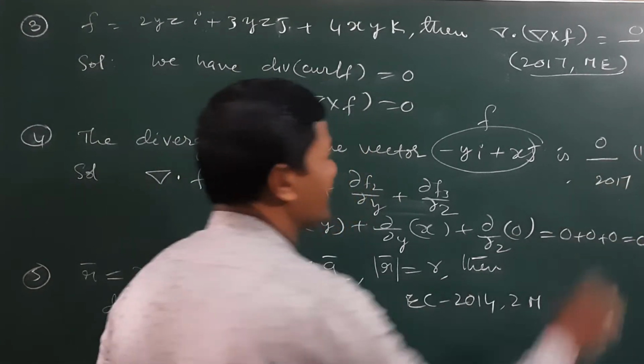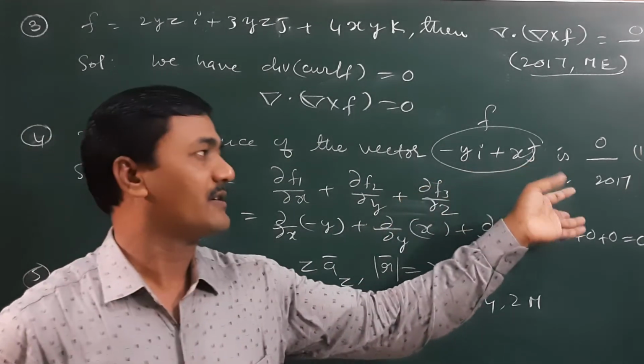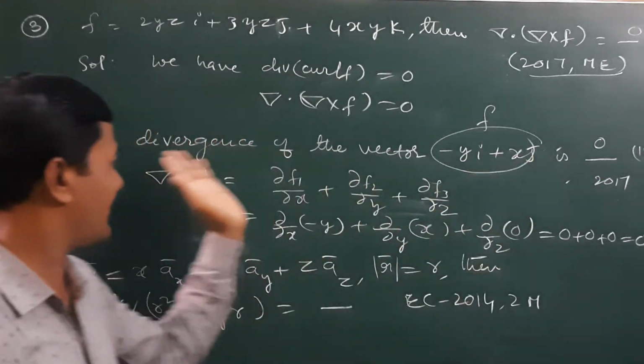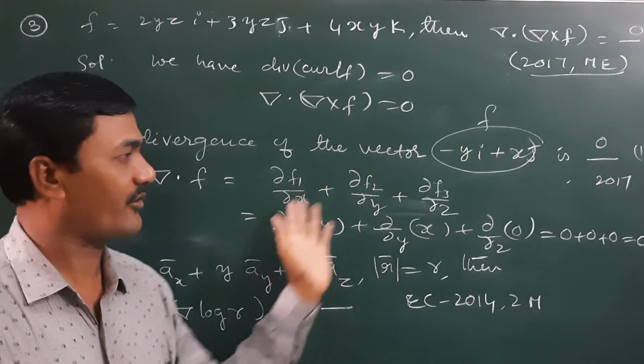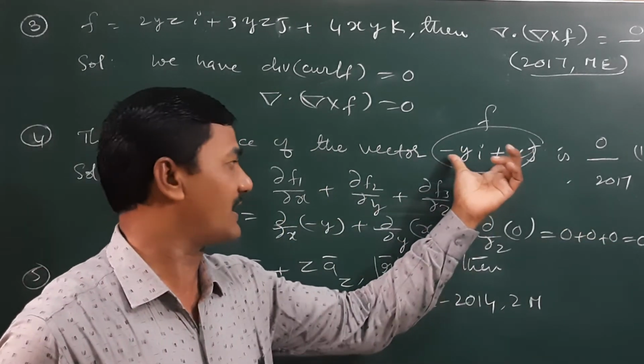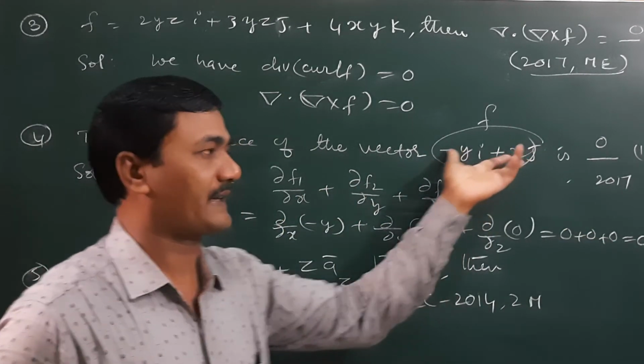This value is 0. Again, this was a 2017 question from another branch. The divergence of this vector is always 0, therefore this is again called a solenoidal vector.